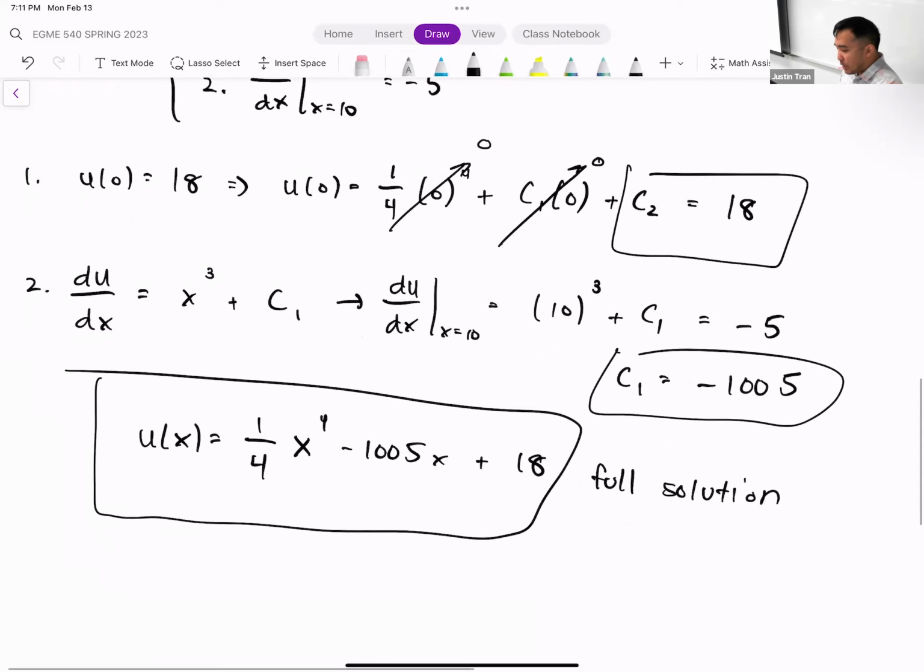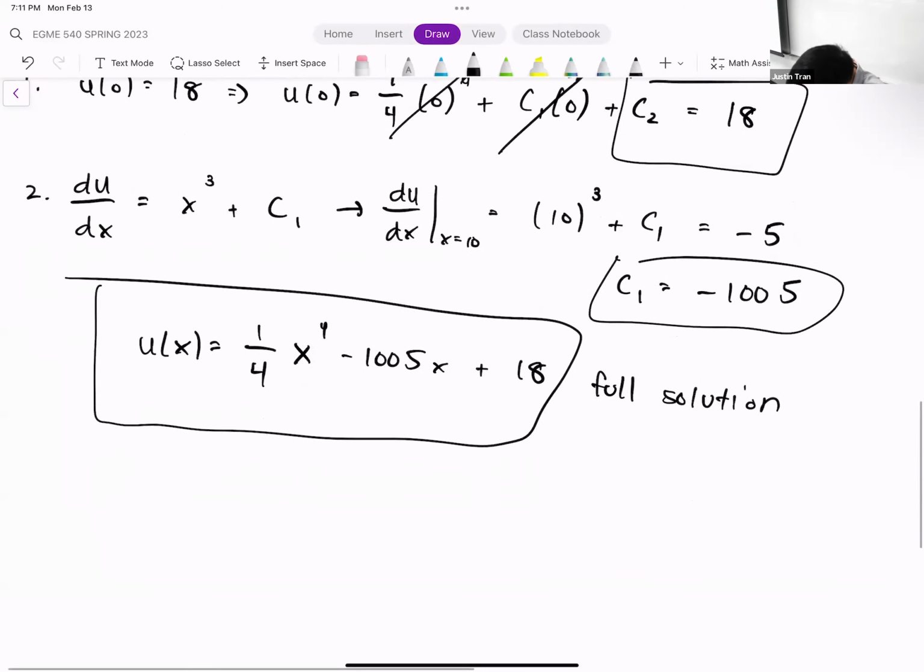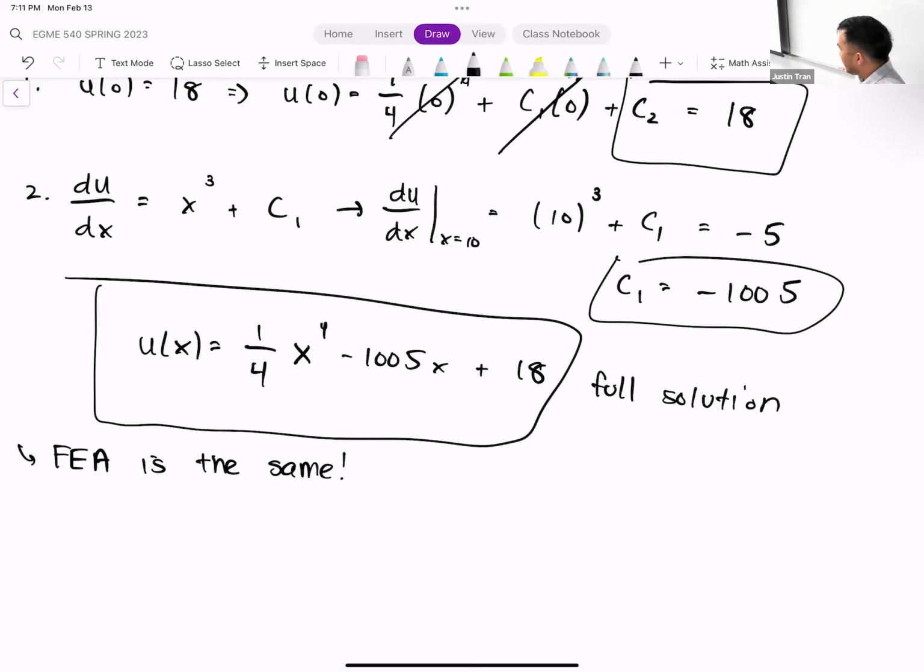So that was a very simple case. The only reason I bring that up is just to say that whenever you have a differential equation, you need boundary conditions in order to fully specify the solution. So FEA is exactly the same. In FEA, you need boundary conditions in order to have a valid solution, a valid simulation.